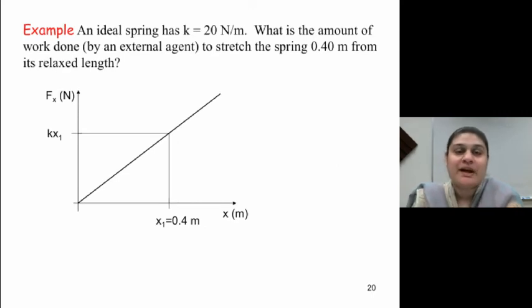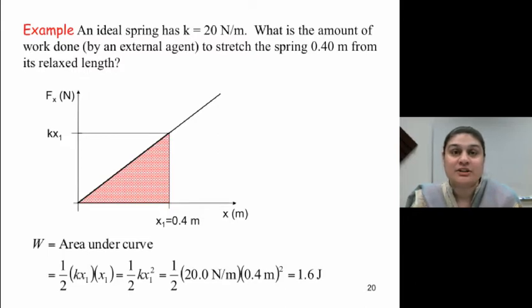Example 2. An ideal spring has k equals 20 newtons per meter. What is the amount of work done by an external agent to stretch the spring 0.4 meters from its relaxed length? In this case, you are going to plot x versus F, and you're going to plot them knowing the value of k and keep going on from there.